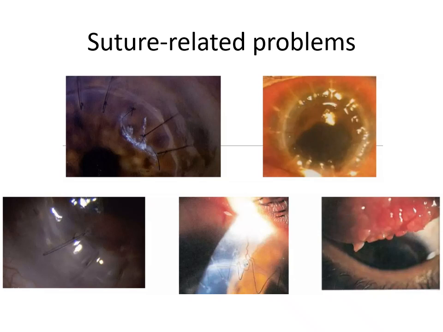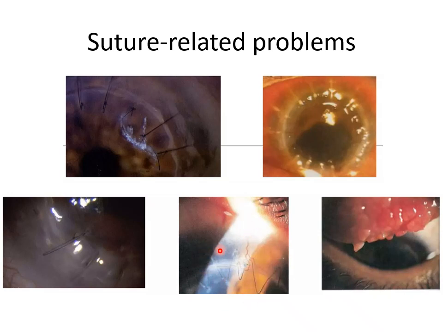Suture related problems. So look at this. This is a broken suture, right? Then this one's infected sutures. You see the little infiltrates on the suture? So these are infected sutures. They could also be sterile infiltrates. We will see how to differentiate between the two. Then look at this. You see this is cheese wiring because of very tight sutures with bulging of the corneal tissue in between. Then neovascularization accompanying the sutures.